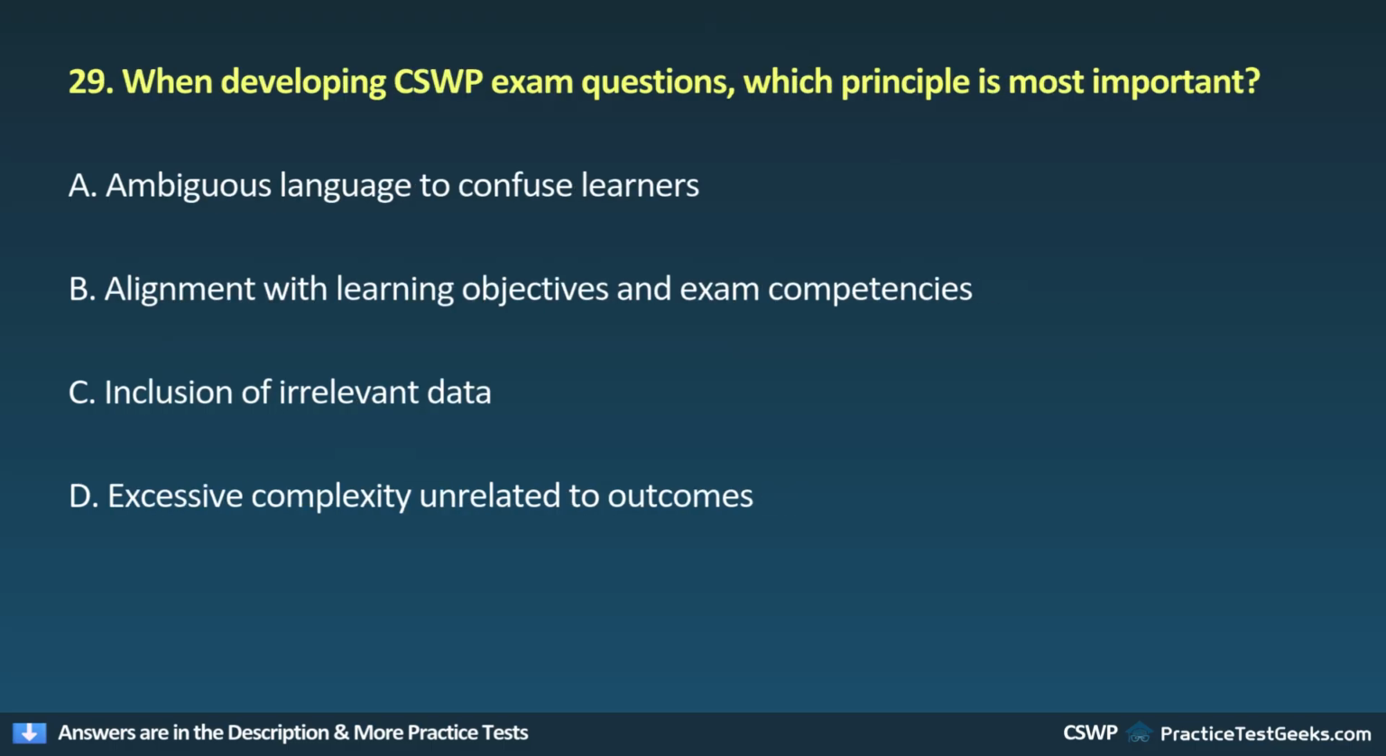29. When developing CSWP exam questions, which principle is most important? A. Ambiguous language to confuse learners. B. Alignment with learning objectives and exam competencies. C. Inclusion of irrelevant data. D. Excessive complexity unrelated to outcomes.